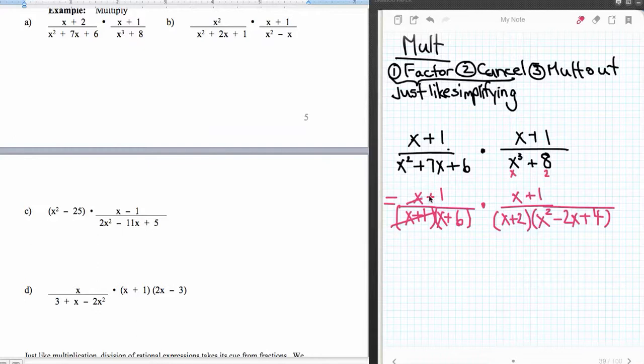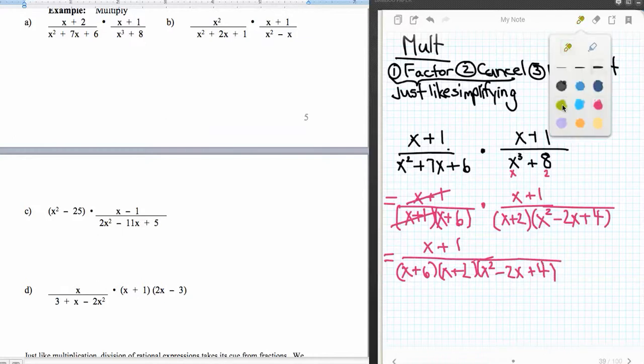So canceling one of these with one of those. Remember, you can't cancel both of them. You only get to cancel one of them. And now we rewrite it. An intermediate algebra text would simply rewrite it as x plus 1 over x plus 6 times x plus 2 times x squared minus 2x plus 4. However, many beginning algebra or basic algebra texts would actually multiply this all out.